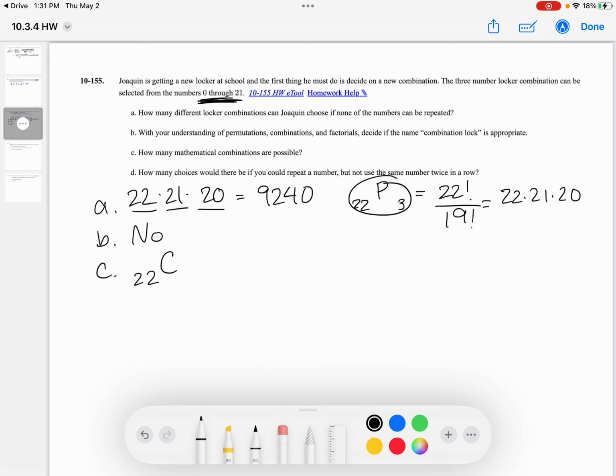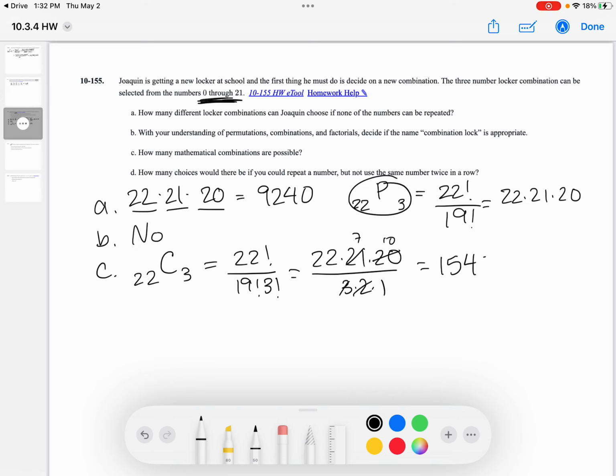But if we wanted to find a combination with 22 things choosing 3 of them, we would have 22 factorial over 19 factorial times 3 factorial. So when I simplify the factorials, I'm left with 22 times 21 times 20, all over 3 times 2 times 1. I could divide the 3 into 21 and get 7, and 2 goes into 20 10 times. So 22 times 7 times 10, put that in my calculator, and I get 1,540.